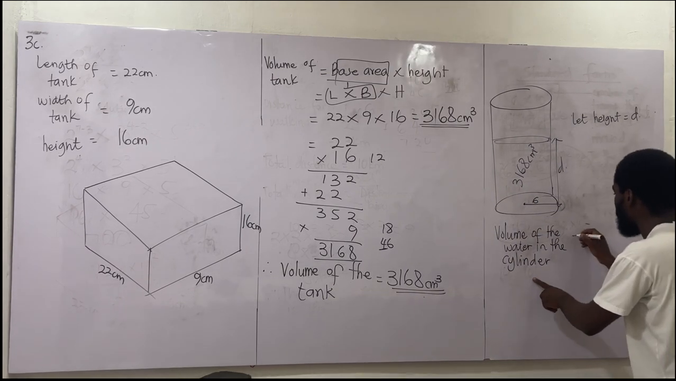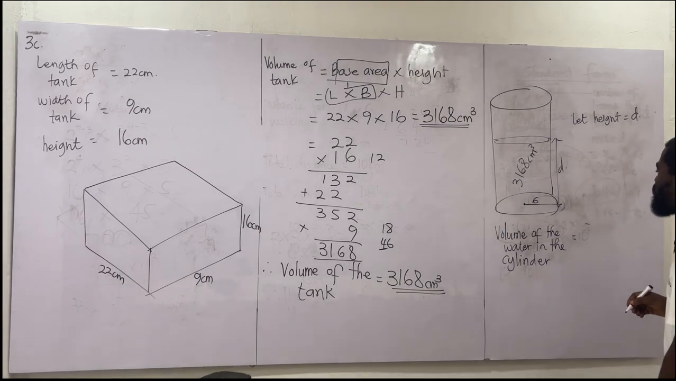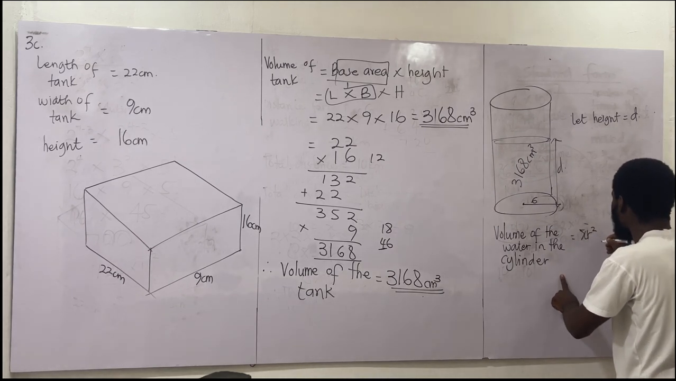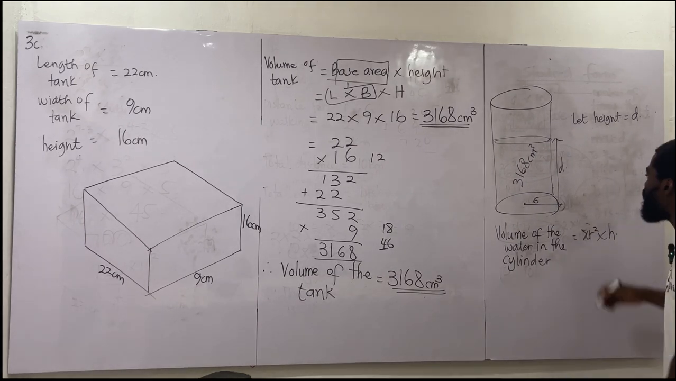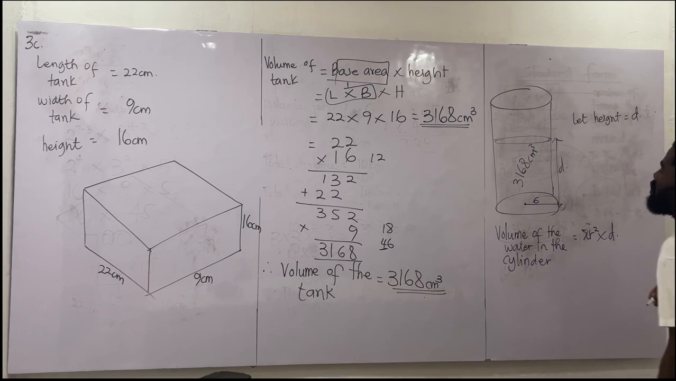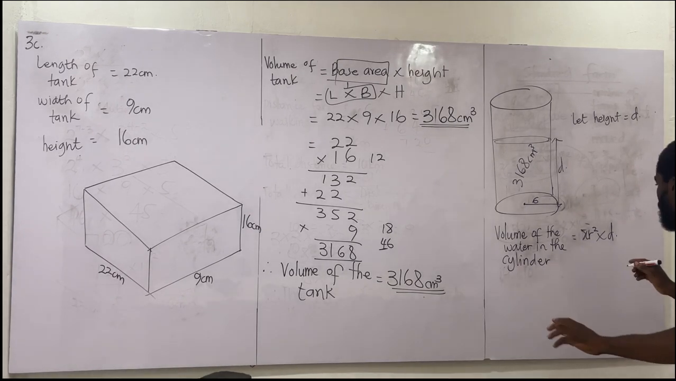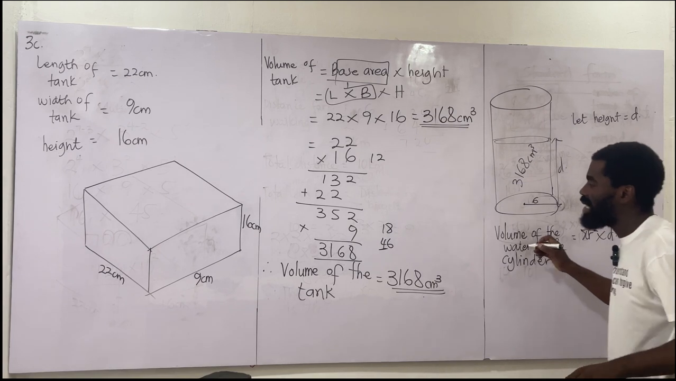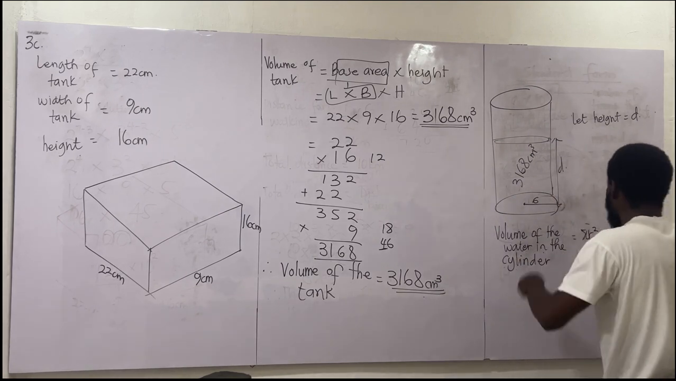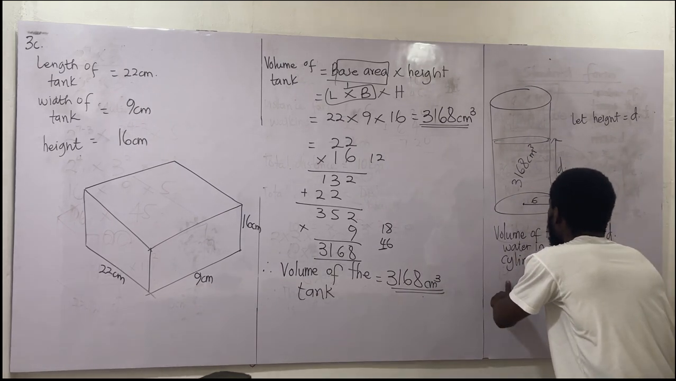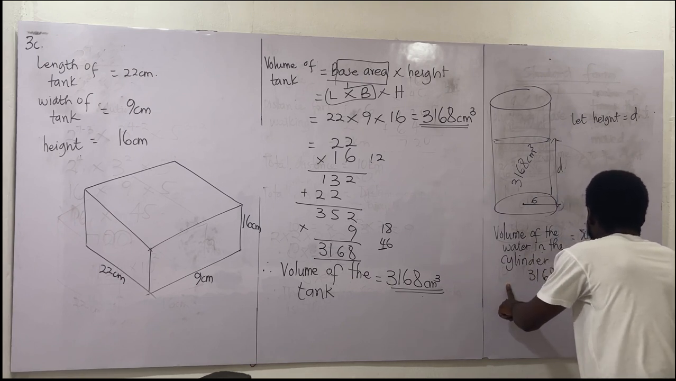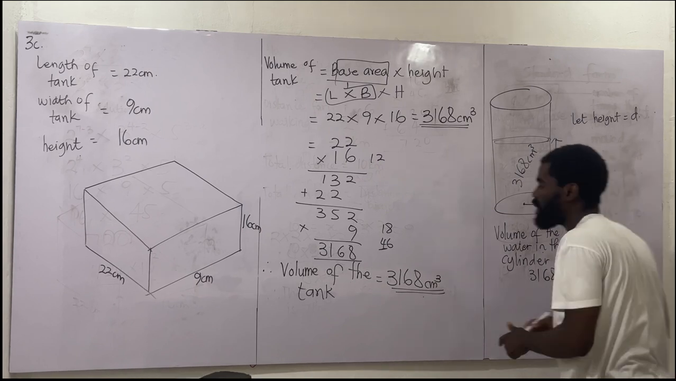equals, how do you find the volume of a cylinder? I just explained that it is the base area, which is a circle, so pi r squared times the height. And here we are using d as our height because that's the depth of water. So times d. Now, the volume of water in the cylinder is the same as the volume of water in the rectangular tank because it was poured here. That means we'll have 3168 equals pi r squared times the depth of the water, which is d.